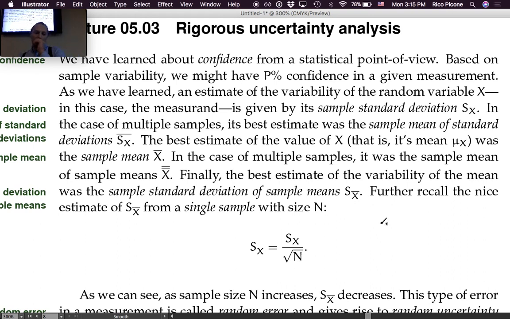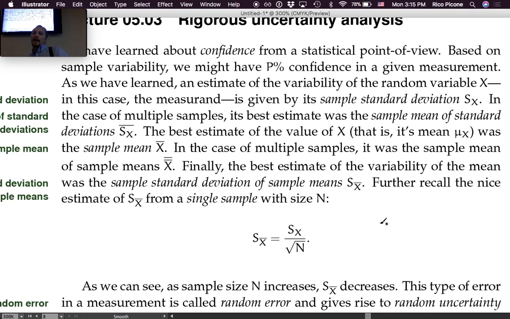Further recall the nice estimate of Sx bar from a single sample with size n is given by this. So you take the sample standard deviation, Sx, and you divide it by the square root of the sample size, n. Remember, this is an estimate of the standard deviation of the means, even though we only have one sample.